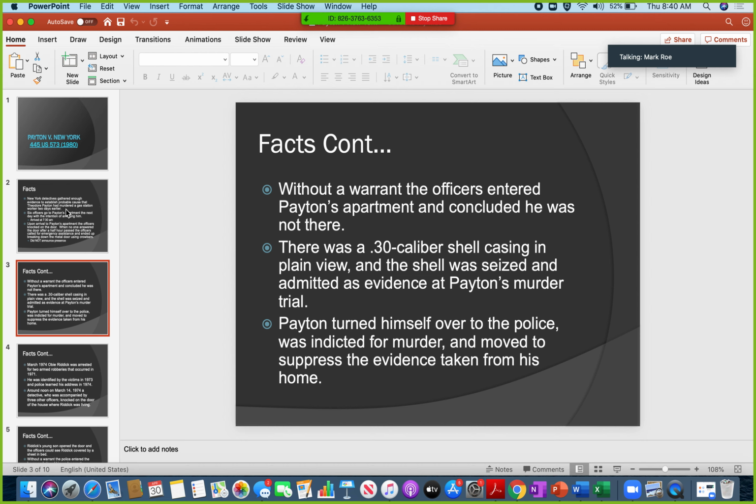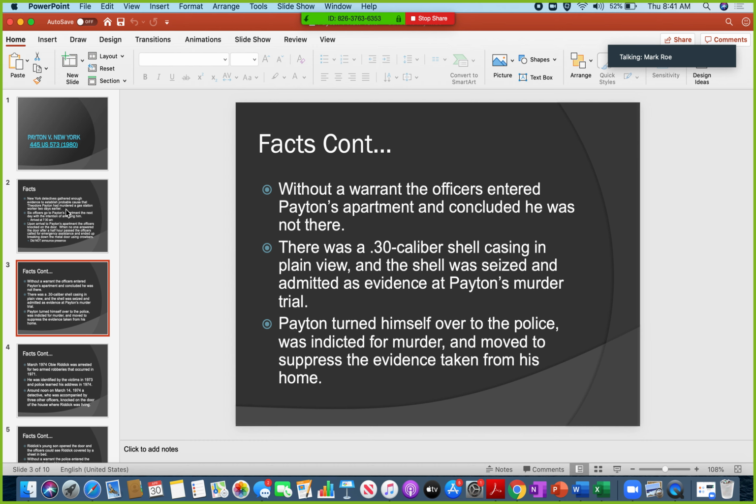So it's very important that in my facts slide, I also include, or my next facts slide, right? My first one, second one, next slide. Without a warrant, the officers entered Payton's apartment and concluded that he was not home. They found a .30 caliber shell casing in plain view, basically meaning that it wasn't like in a dresser drawer, it wasn't hiding. It was sitting out on his kitchen table, or it was on the floor, or whatever. They used that empty shell casing as evidence in his murder trial.